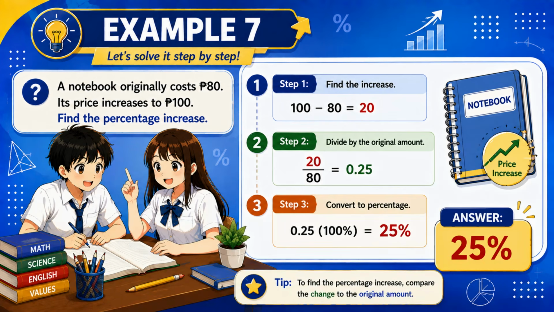First, find how much the price increased. 100 minus 80 is 20 pesos. Next, divide the increase by the original price, which is 80 pesos. We get 0.25. Converting this to a percentage gives 25%.